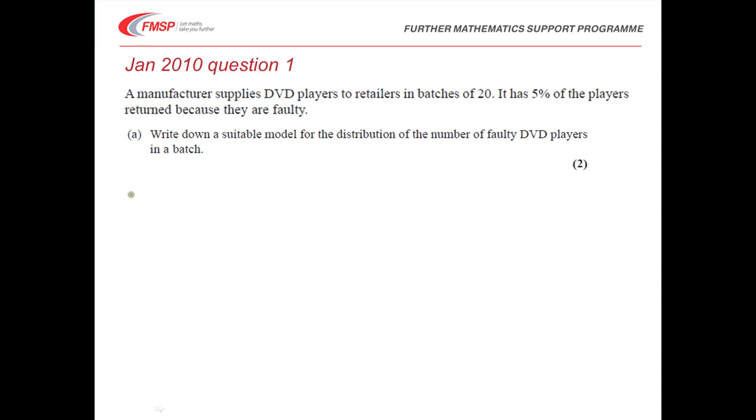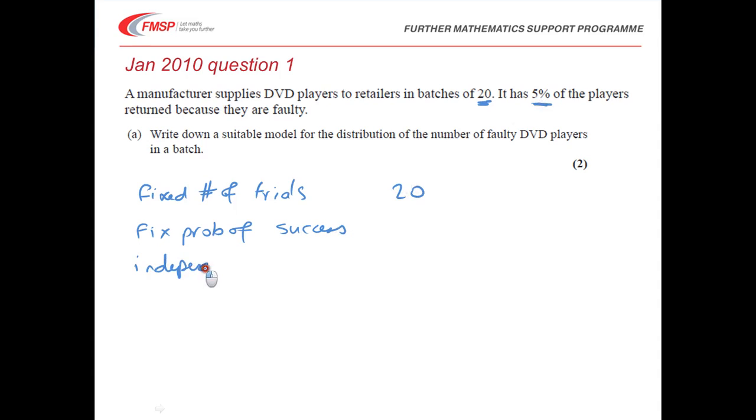So the conditions for a binomial are as follows. Do we have a fixed number of trials? And the answer is yes, we're doing it 20 times, and that's usually a dead giveaway. Do we have a fixed probability of success? And the answer is yes. So that was 20. We've got 5%. They have to be independent as well. And we have to make sure that we are happy to make that assumption, which we are.